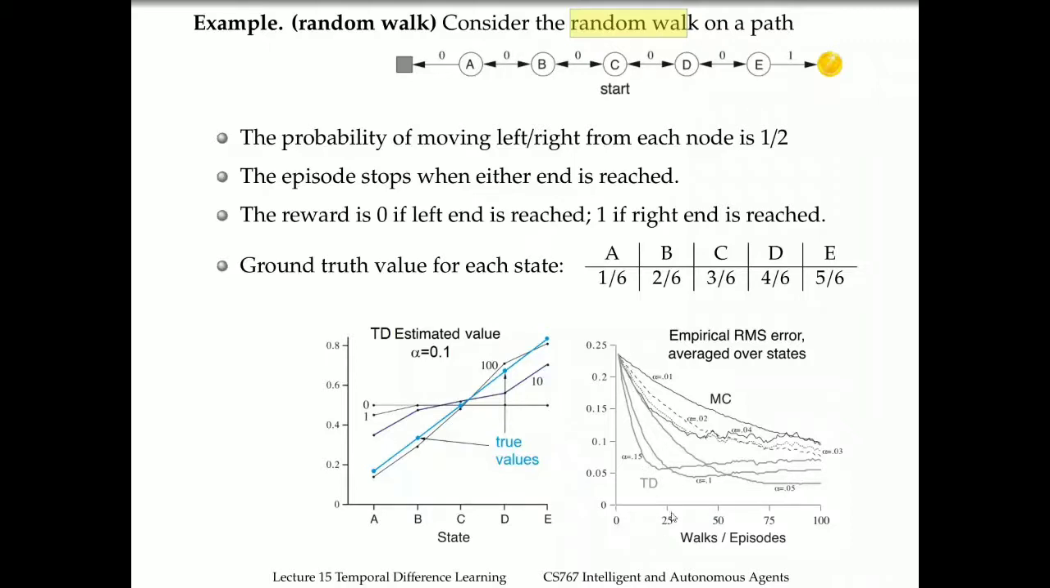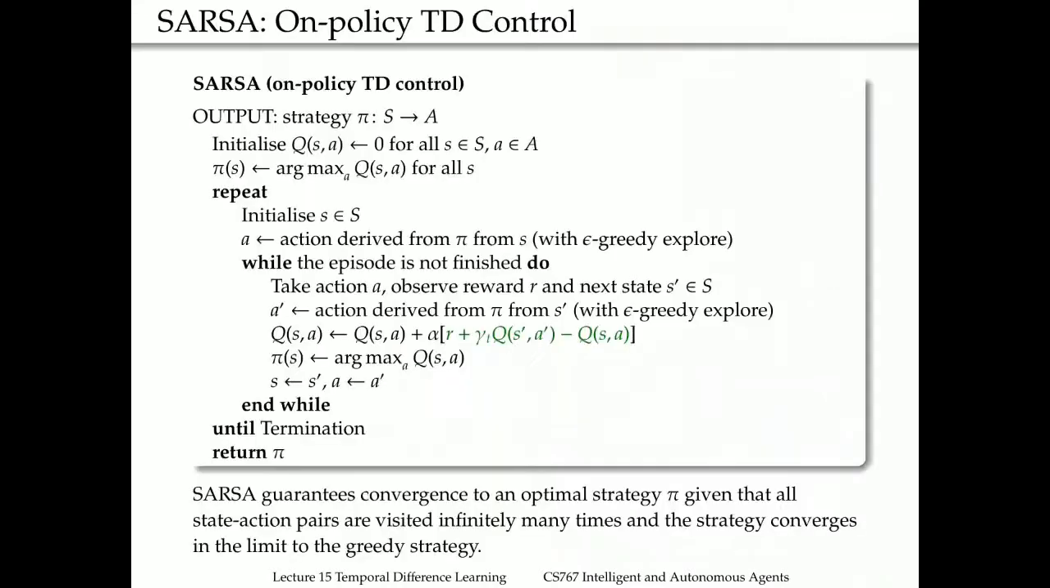In fact, after only 25 episodes, MC has a much higher error than TD. Of course, eventually MC would catch up with TD, but it's getting there at a much slower speed, because in TD we have the capability of dynamically updating our evaluation every step as we go. So that's the illustration and comparison between TD and MC.